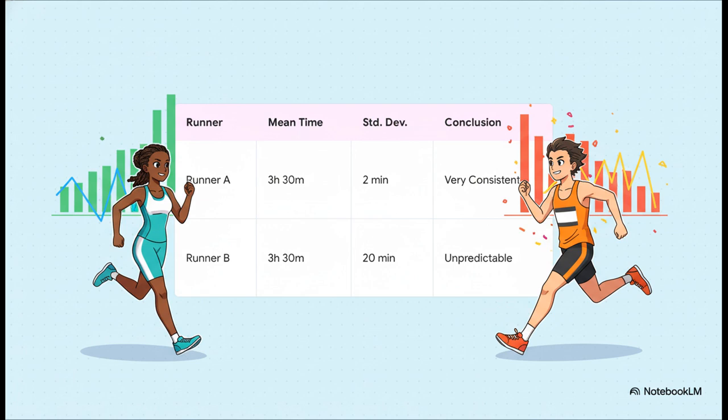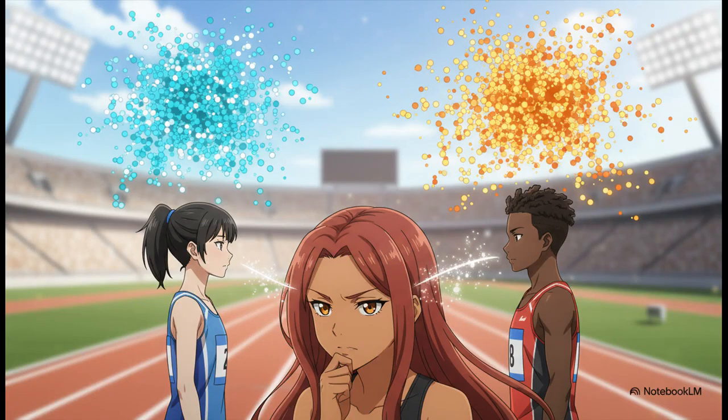Identical, right? But now look at the standard deviation. Runner A has a tiny 2-minute deviation. That means they are rock-solid consistent. They finish around 3:30 every single time. Runner B, though, they have a massive 20-minute standard deviation. They are completely unpredictable. So let me ask you, who would you put your money on in the next race?